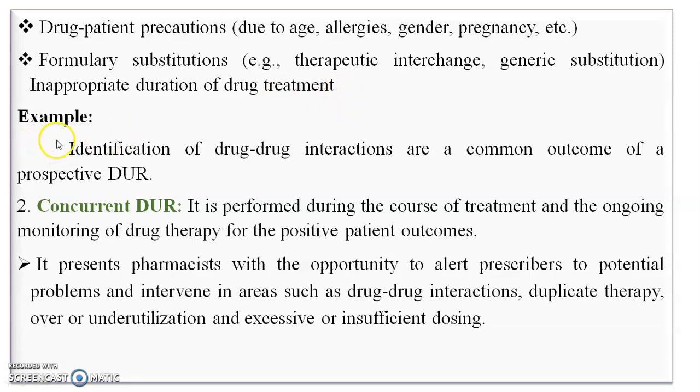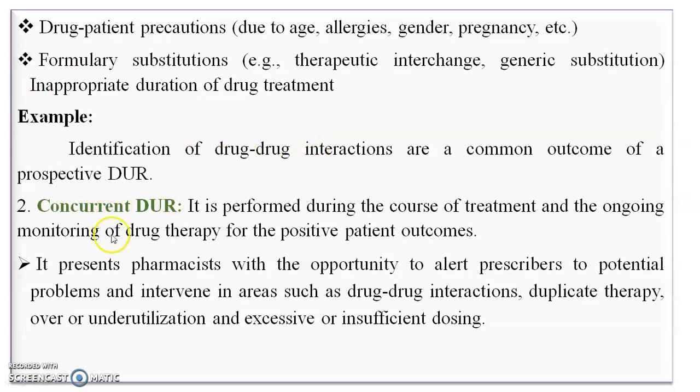One example I mentioned here is identification of drug-drug interactions, which are a very common outcome of prospective DUR. You can take many drug-drug interaction examples. You can even identify drug-food interactions also. We all know that when we commonly use aspirin plus clopidogrel, there is a chance of increased bleeding. So this is how, when we do a prospective DUR, we come to know the outcome of drug-drug interaction, which can be easily minimized in case of a prospective DUR.